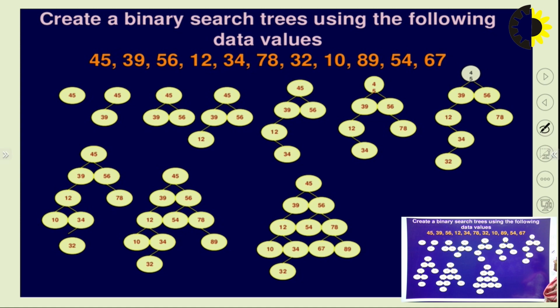So this continues with the other number 32 we have over here. Likewise, we have over here 10 and then 89 and 54 and then 67. So these are the elements that are stored in a binary search tree order.